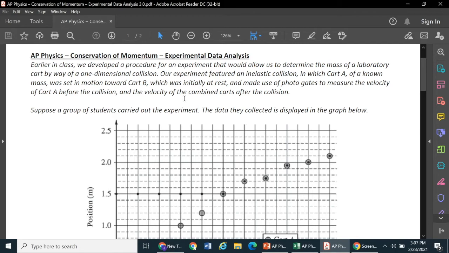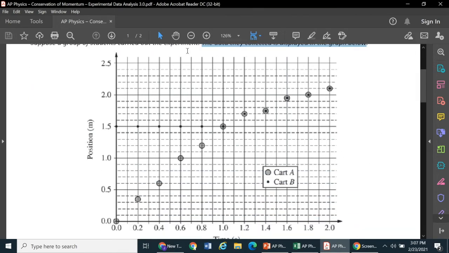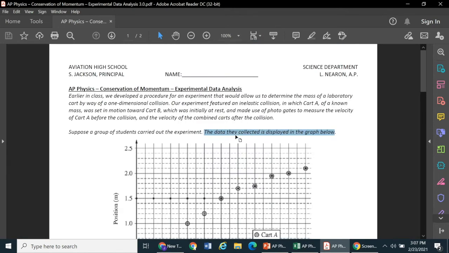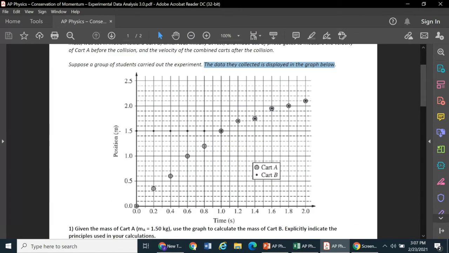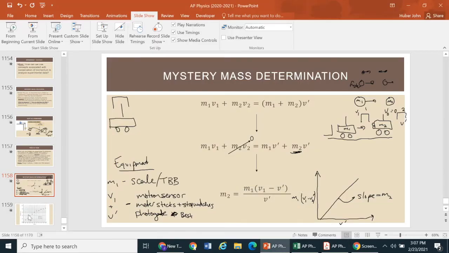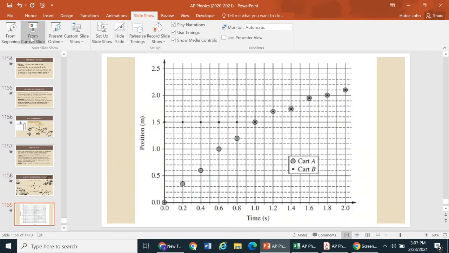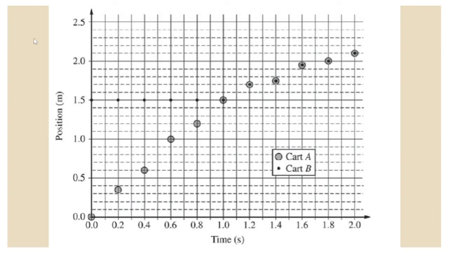It says, suppose a group of students carried out the experiment. The data they collected is displayed in the graph below. Now, these kids, for whatever reason, decided to, because it's a graph of position versus time, use a motion sensor. And so you can see here, their graph of position versus time is displayed on the top of that worksheet. And I think it's important whenever you see a graph on the AP test, especially when it looks a little scary and complicated like this one, to just take a breath and get a lay of the land. They give us a key.